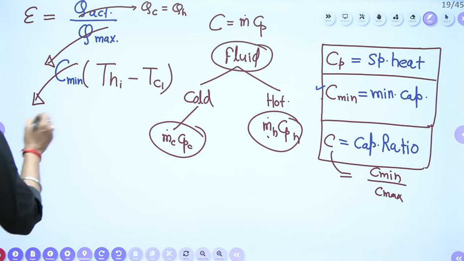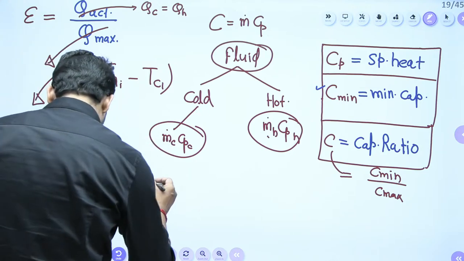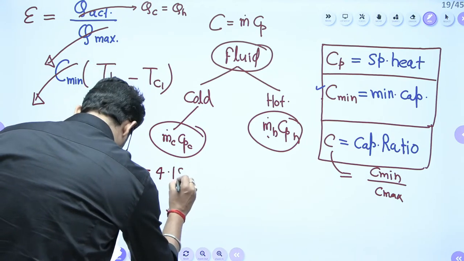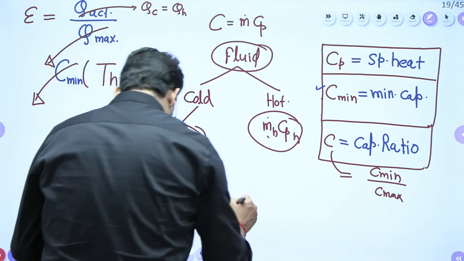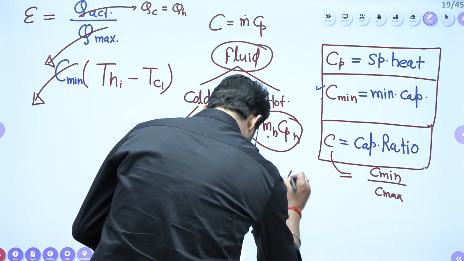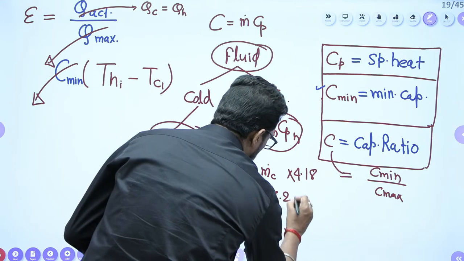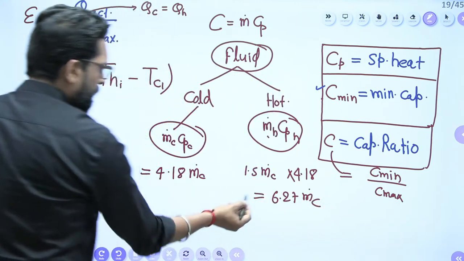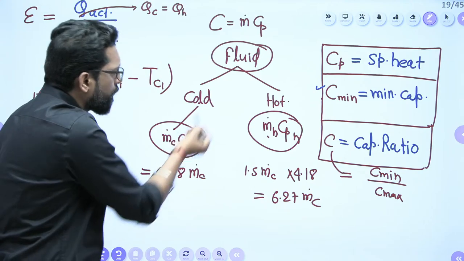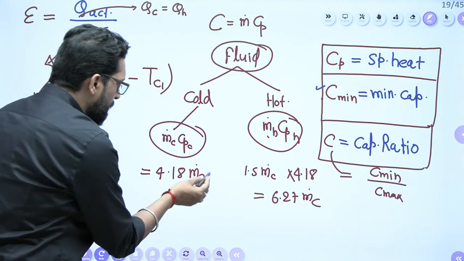So we calculate C minimum, and for the C minimum calculation, first calculate Cp. What is Cp? It is 4.18 M dot C. And M dot H CPH is 1.5 M dot C into 4.18. If you calculate, this is 6.27 M dot C. See the beauty, Vita. 4.18 M dot C is the cold fluid C. 6.27 M dot C is the hot fluid C. Which is the minimum? The minimum is this one.